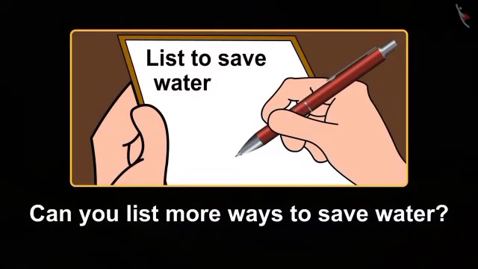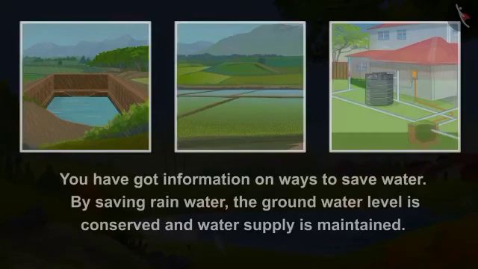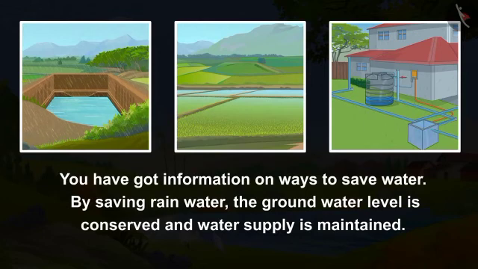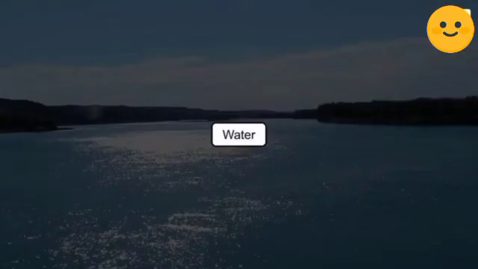Children, can you list more ways to save water? You have got information on ways to save water. By saving rainwater, the groundwater level is conserved and water supply is maintained. So you have learned so many things. Now we will see more. Water.